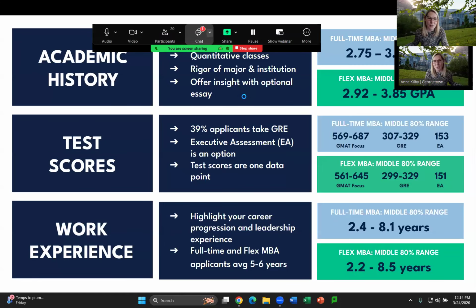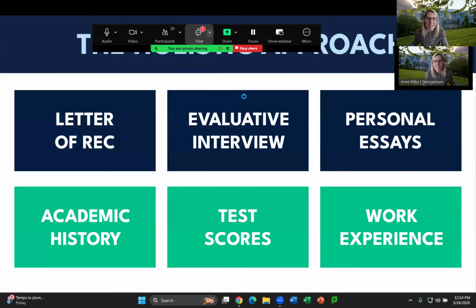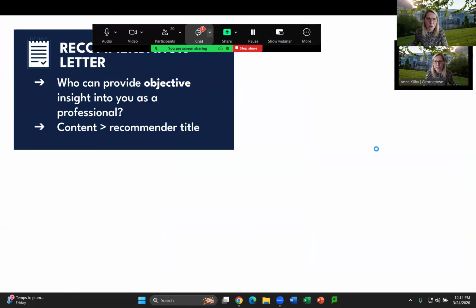Okay, so we talked about the quality of your work experience. We've reviewed these three buckets, and now we're going to move on to the next three buckets, more of the qualitative measures of your application. Starting with your letter of recommendation, for the MBA program at Georgetown, we require one letter of recommendation. We allow up to two, but I'll tell you 90% of folks submit the one recommendation because it's sufficient. It's what we're asking for.